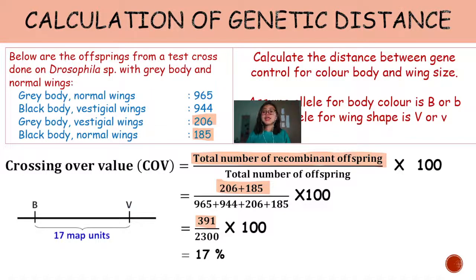That means, jarak antara gene yang control body color, which is B, and the distance between that and the gene that controls wing size, which is V, is 17 map units. So, 1% adalah 1 map unit. 17% adalah 17 map unit. Kamu juga boleh gunakan centimorgan. Okay, so that is how you calculate using this formula.